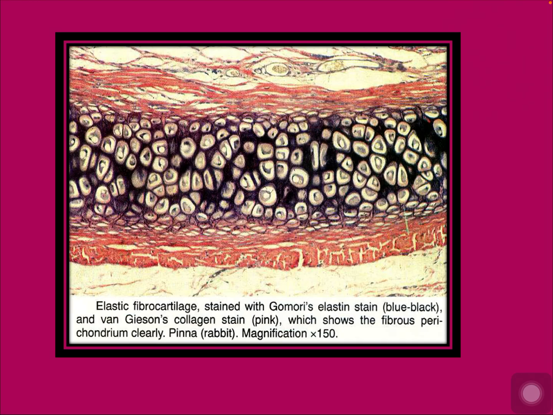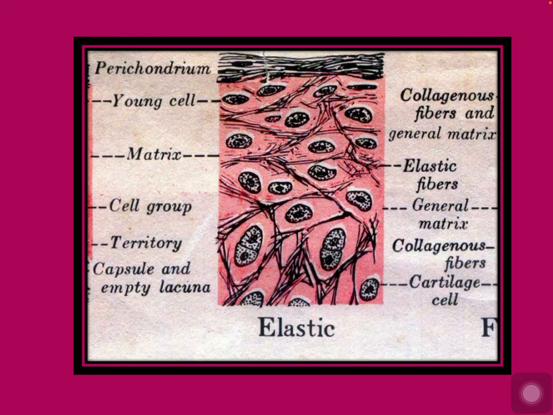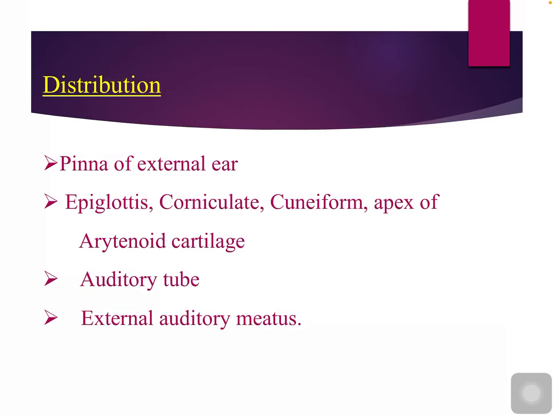So this is the typical elastic fibrocartilage, Gomori stain, so that you can appreciate how these chondrocytes are stained differently. And the elastic fibers are stained with van Gieson stain. This is higher magnification showing fibrous perichondrium. And this is elastic. So where is elastic cartilage present? Pinna. Just now in the larynx we told epiglottis, corniculate, cuneiform, arytenoid, they are all elastic. Auditory tube, external acoustic meatus. All these are made of elastic cartilage.